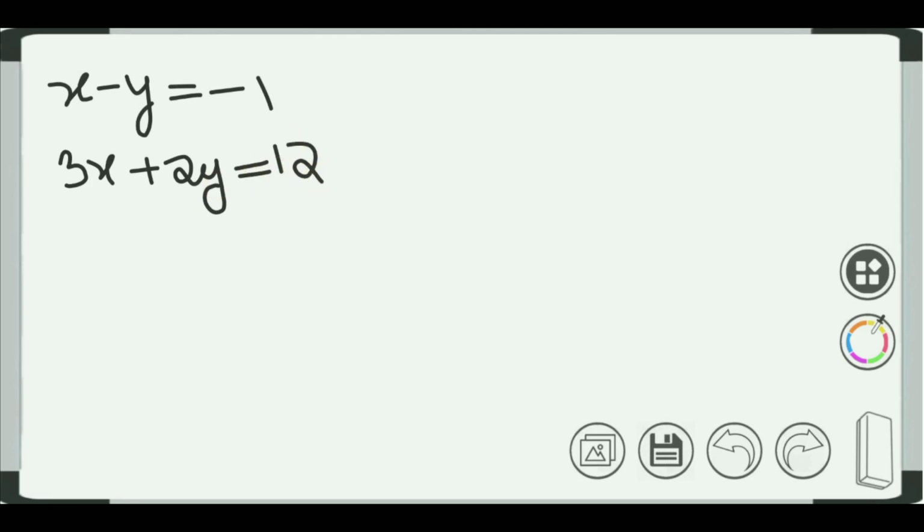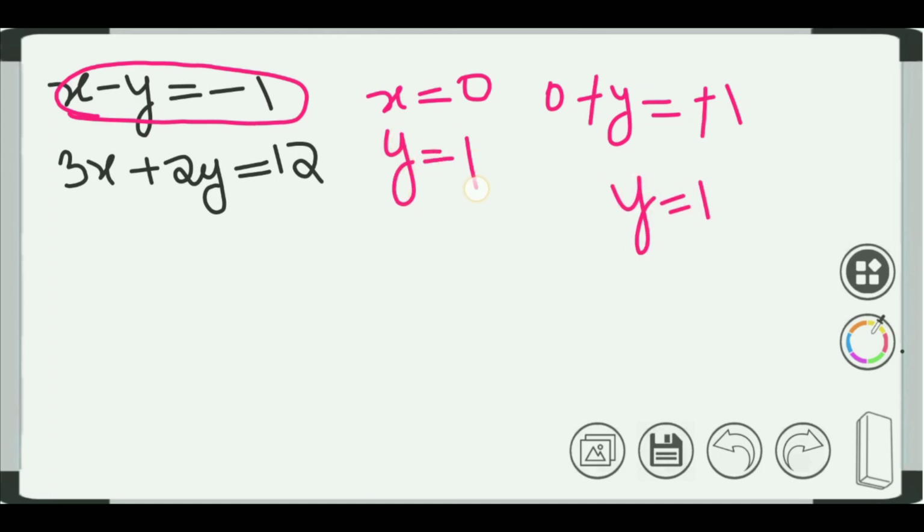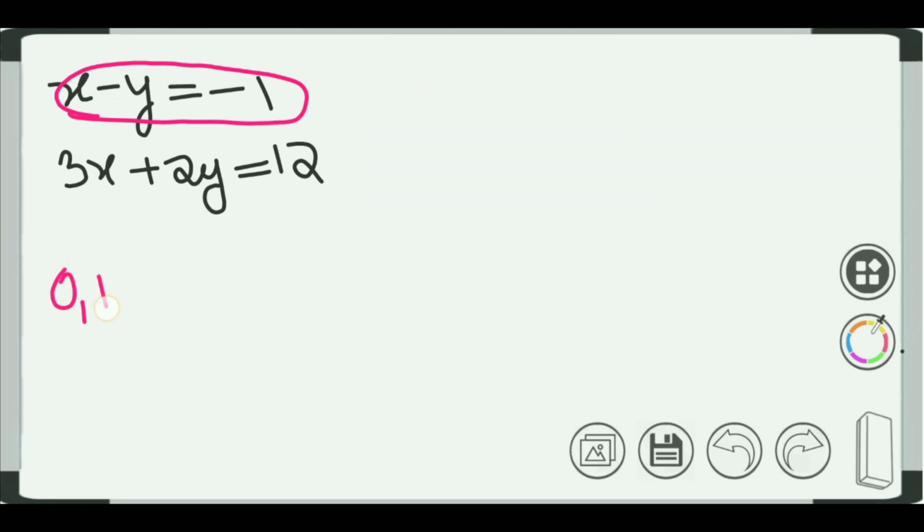Now, in the same way you can form some points by giving values for x. I am taking the first equation. In the first equation, I will put x is equal to 0. If x is equal to 0, what is y? Instead of x, I am putting 0. 0 minus y is equal to minus 1. Minus minus cancelled. y is equal to 1. So if x is equal to 0, y is equal to 1. This is your first point, 0 and 1.